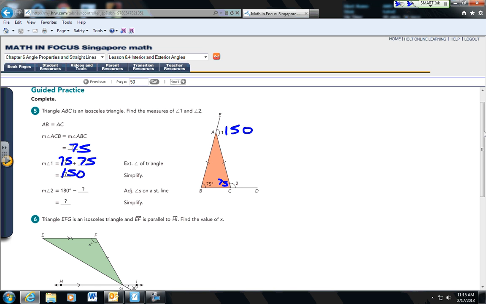Now it wants us to find the measurement of angle 2. So the measurement of angle 2 equals 180 minus 75. So again, here's angle 2, and its interior angle and itself have to add up to 180. So if we do 180 minus the 75, its interior, we should get that angle 2 measures 105. Once we can find the interior, then we should be able to find the exterior because they're supplementary angles. Interior angles with its exterior is supplementary.